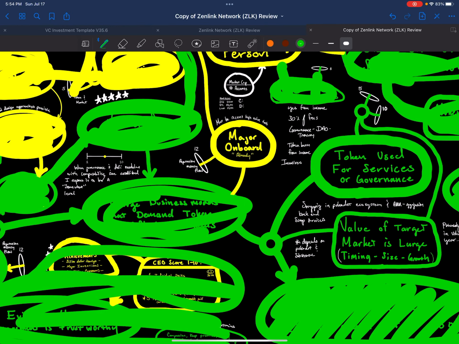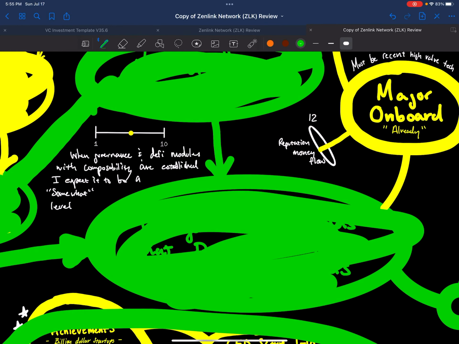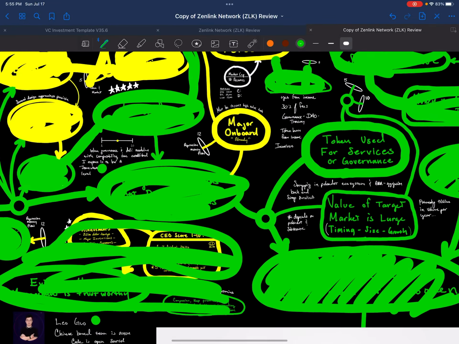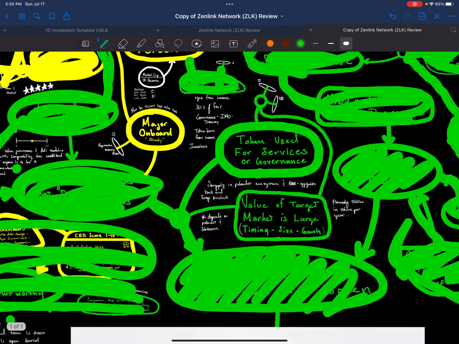Large business models need a token. So I put that as green. When governance and DeFi modules with composability are established, I expect there to be somewhat level of business models that would want to own the token because if they start getting traction, then the token will be useful to businesses. So that's a big if, but that is one of the capabilities.